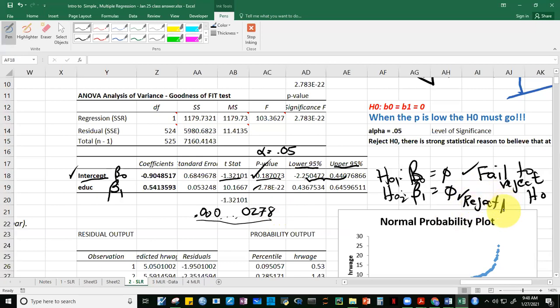We're rejecting this hypothesis. Reject natin itong hypothesis na to na beta 1 is equal to 0. There's strong statistical reason to believe that beta 1 is not equal to 0. In fact, if you take a look at this, yung confidence interval natin, we're 95% sure that the true education value lies between 0.44 and 0.65.